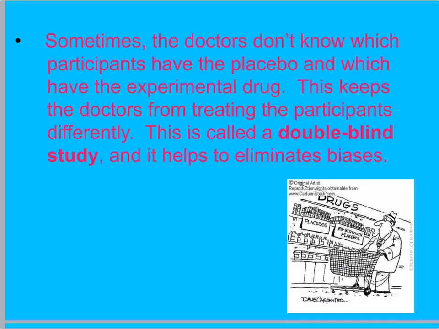So the best way to do these kinds of tests is when the doctors do not know which participants have the placebo and have the regular experimental drug. So this keeps the doctors or the researchers from treating the participant any differently. Are you sure you don't feel any happier today? So this is called a double-blind study, and that eliminates bias. So a double-blind study is going to eliminate bias. That's going to prevent your results from being messed up by attitudes and opinions of people. Because if you don't know what you're getting, then you're not going to influence the participant.